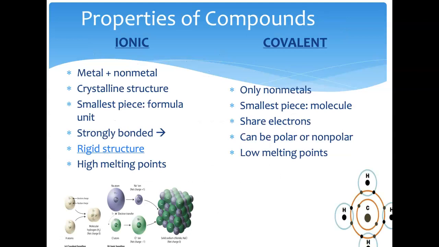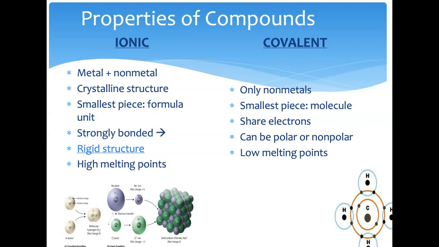Okay, so just a couple things on the properties of these ionic compounds. It is a metal and a nonmetal. Typically, they have a crystalline structure. The smallest piece that you can have of an ionic compound is called a formula unit. They are pretty strongly bonded together because of the opposite charges that attract each other. They also have high melting points.